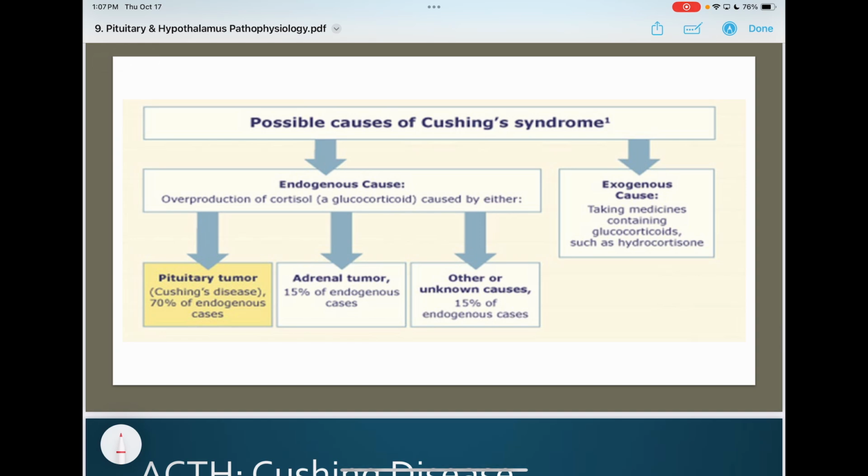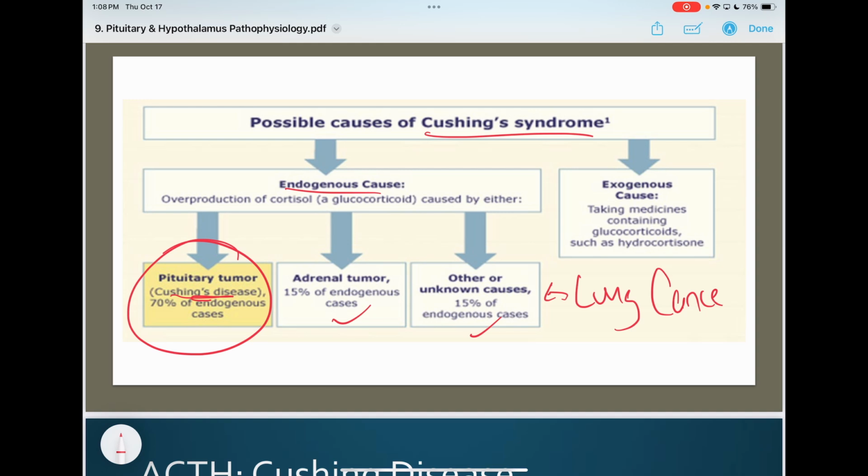Possible causes of Cushing syndrome, endogenous causes. Here's your pituitary tumor, Cushing's disease. That's the main one, 70% of these cases. The next one down could be an adrenal tumor, or you could have a tumor somewhere else. The big culprit for this one is lung cancer. Some lung cancers, called oat cell cancers, can start producing ACTH on their own.